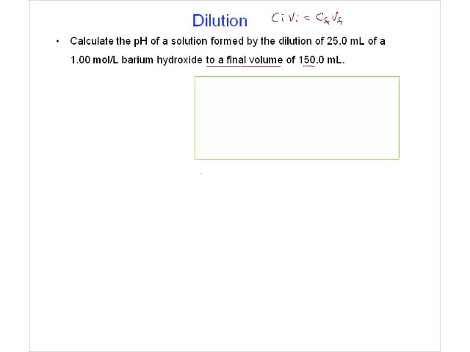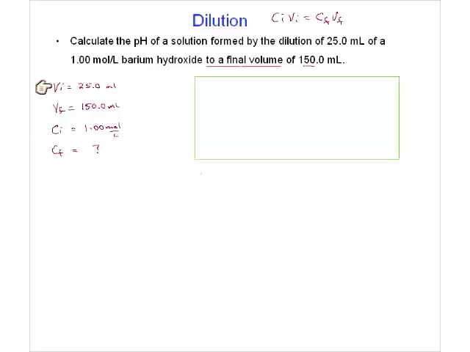Same thing with a base. If I add water to a base, it gets diluted, it gets weaker, and the pH starts to drop closer to 7. All right, so let's have a look at it. In this particular question, we're taking 1 mole per liter of barium hydroxide. We've got 25 mL of it, and we're going to take it to a final volume of 150 mL. So the very first thing I want to do is write down what I'm given and what I need to find.